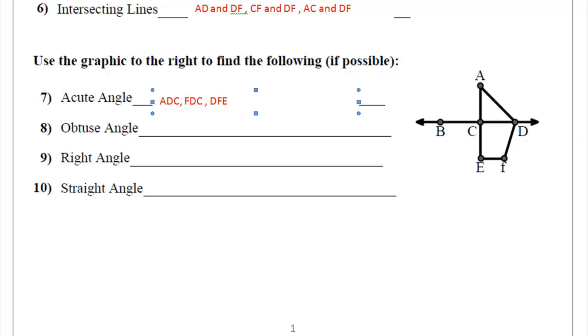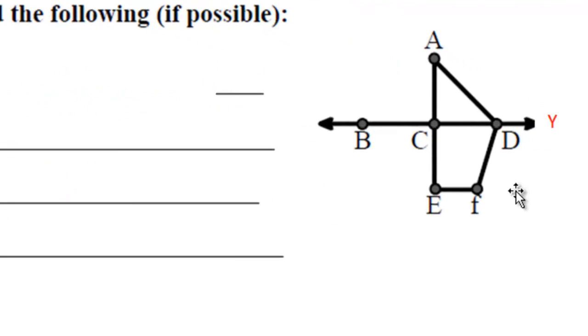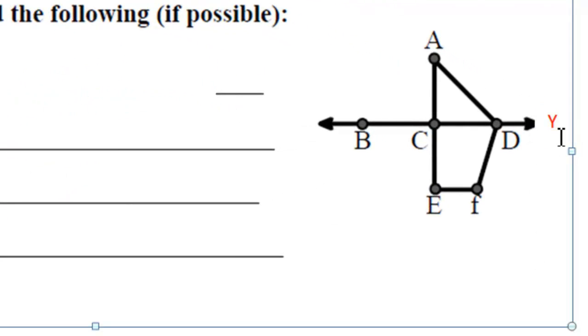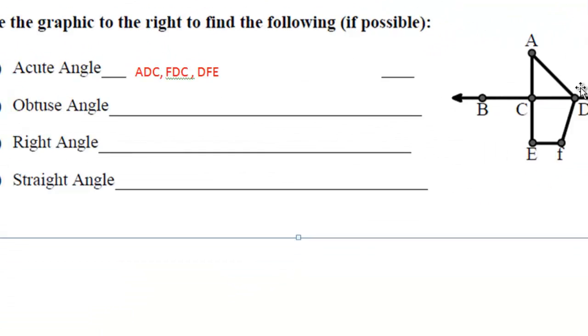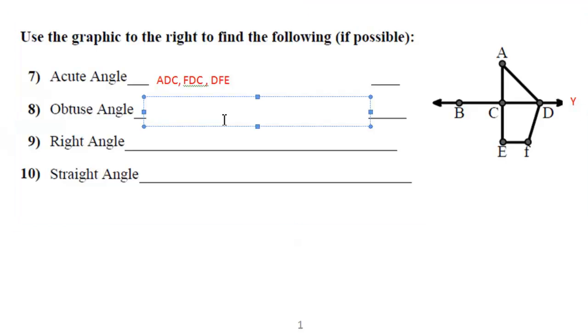I will assume that we have Y here. So it will be ADY, YDF. It will be YDA, YDF. Okay. Right angle. I need the right angle.